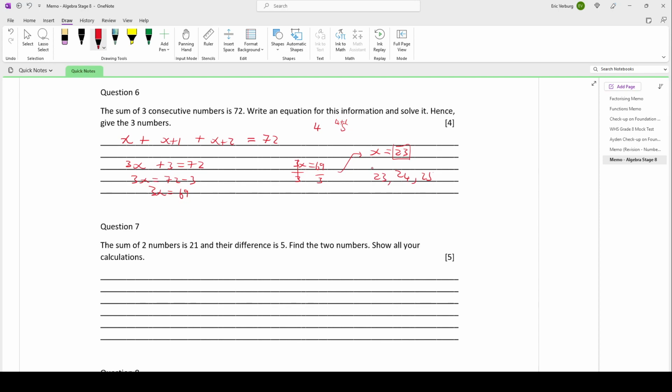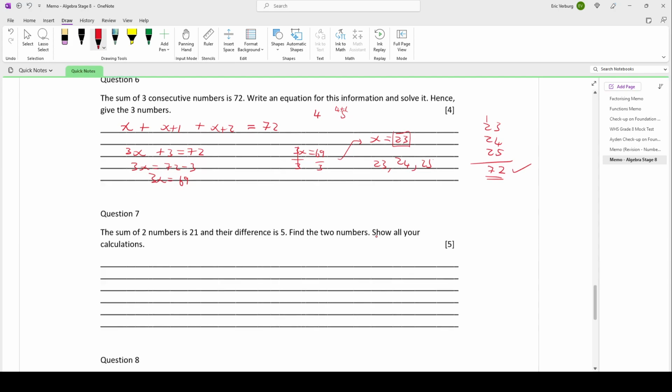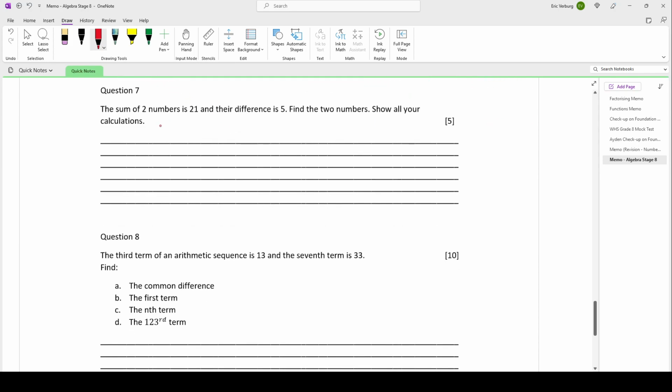And we can easily check if that works by just adding them together. So let's do some addition the old way. Let's add all of them at the same time. Okay, so 3 plus 4 is 7. 7 plus 5 is 12. Carry the 1. 1 plus 2 is 3. 3 plus 2 is 5. 5 plus 2 is 7. 72. Correct. Okay, question 7.